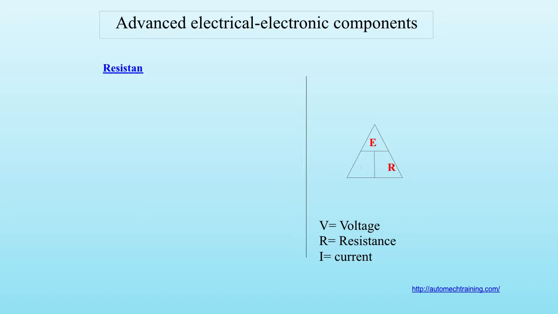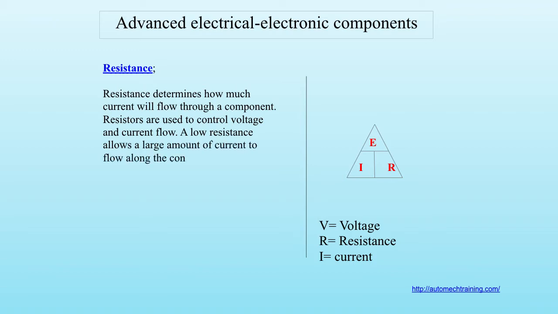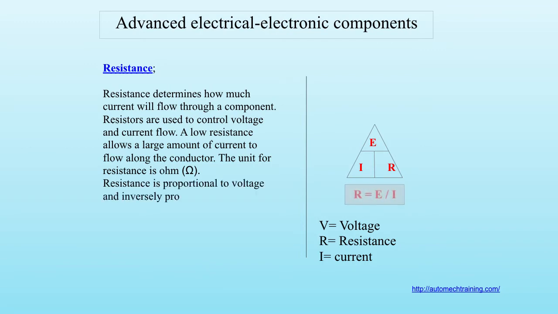Resistance. Resistance determines how much current will flow through a component. Resistors are used to control voltage and current flow. A low resistance allows a large amount of current to flow along the conductor. The unit for resistance is ohm, Greek capital letter omega. Resistance is proportional to voltage and inversely proportional to the current.